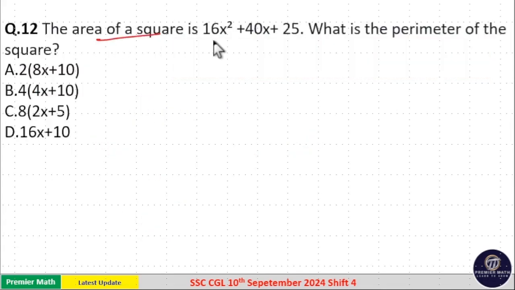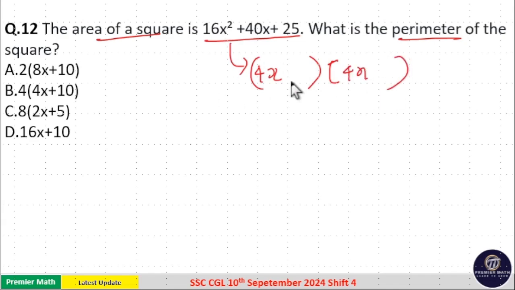The area of a square is 16x square plus 40x plus 25. What is the perimeter of the square? Here 16x square plus 40x plus 25, I can write it as 4x into 4x is equal to 16x square. Now 5 into 5 is 25. Now 4x into 5 is 20x. Here 5 into 4x is 20x. So 20x plus 20x is equal to 40x. So the equation is satisfied, which means A here is equal to 4x plus 5.